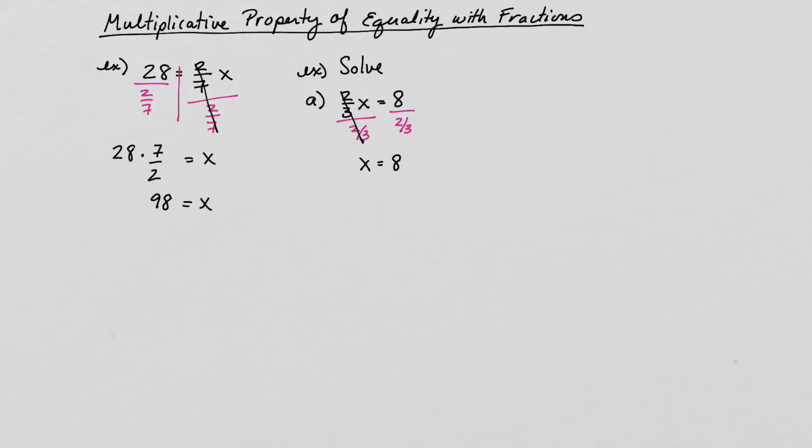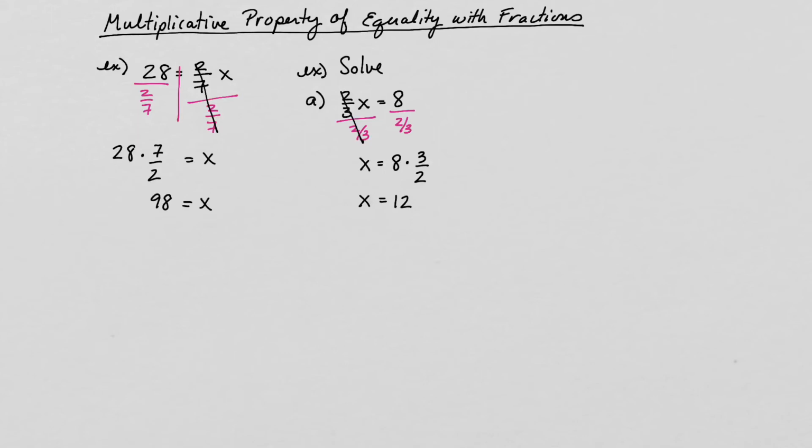Then remember, keep the top of the fraction, change from division to multiplication, and flip the bottom fraction. So it becomes 3/2. 8 times 3 is 24, and 24 divided by 2 is 12. So x ends up being equal to 12. And we'll do another one.